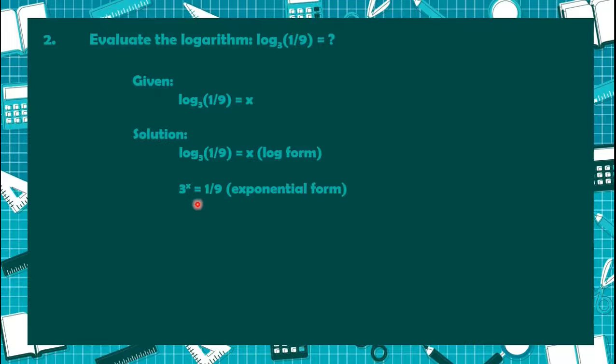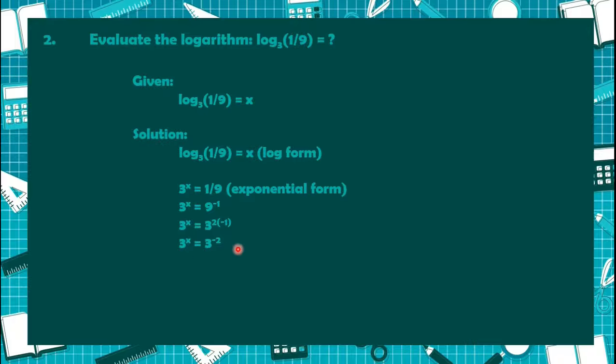Then we convert this to exponential form. 3 to the power of x equals 1 over 9. 3 is the base, x is the exponent, and 1 over 9 is the answer. So we perform this exponential equation. Then we have 3 to the power of x equals 9 to the power of negative 1. 1 over 9 can be written as 9 to the power of negative 1. Then we have 3 to the power of x equals 3 to the power of 2 times our exponent negative 1. 9 can be written as 3 to the power of 2.